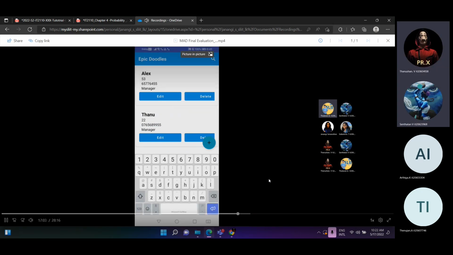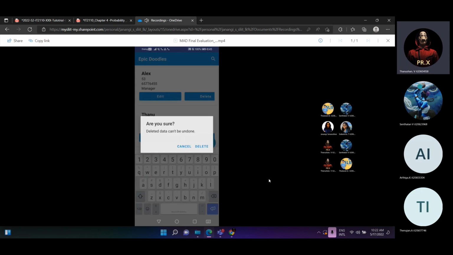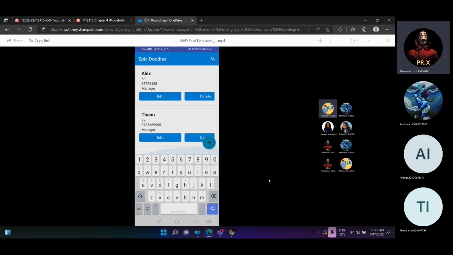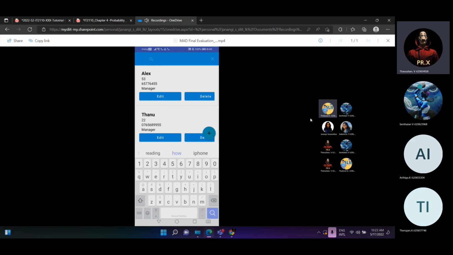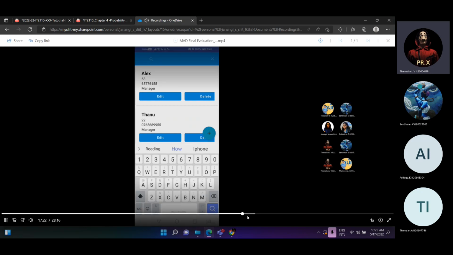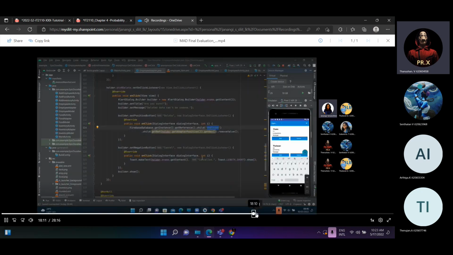And if you wish to delete the employee details, click this delete button. Here it is validation: are you sure to delete? Data is deleted. Then search employee name. Questions? Do you have any?